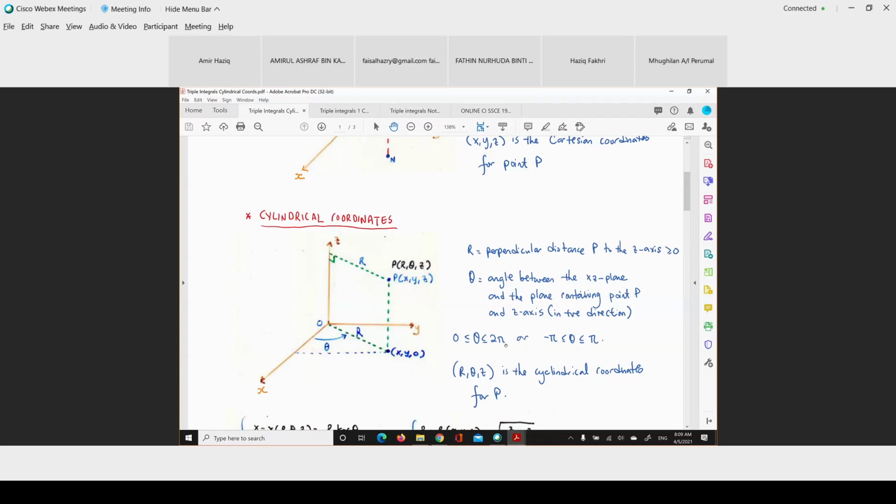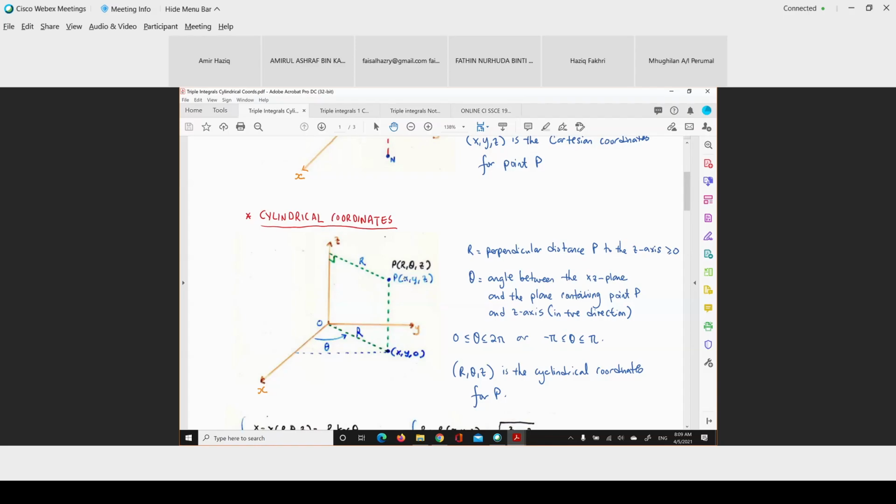So theta here can take values between 0 up to 2 pi, or can also take values between minus pi to pi. Yeah, from minus pi to pi.